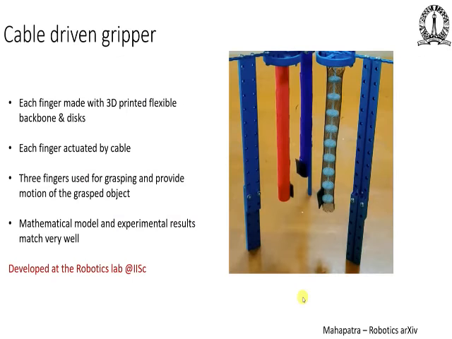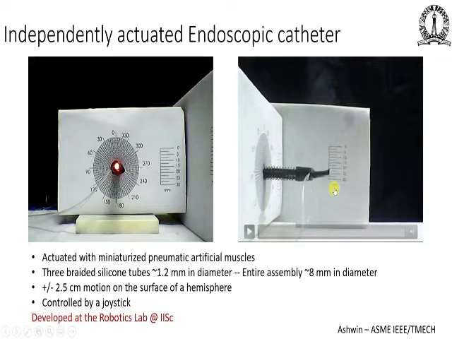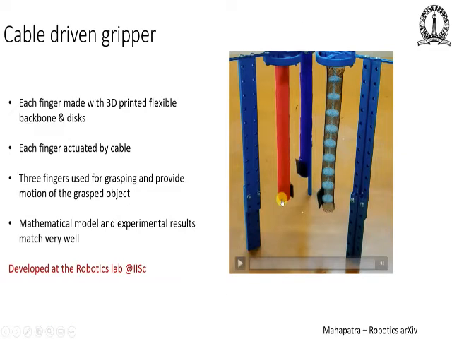The last video I am going to show you is of a cable-driven gripper. This is continuing work. Basically, we want to make very flexible fingers which are driven by cables. Each finger consists of a 3D printed flexible backbone with discs. In the finger shown, these are the discs and there is a backbone. When you pull these cables, the fingers will bend, and each finger is actuated by one or more cables.